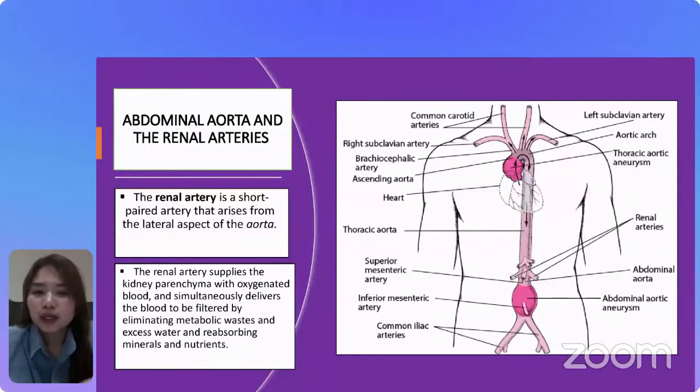There is blood coming down the abdominal aorta, then we have those two short paired arteries that arise from its lateral aspect. The renal artery supplies the kidney parenchyma with oxygenated blood and simultaneously delivers the blood to be filtered by eliminating the metabolic waste and the excess water and reabsorbing the minerals and nutrients.